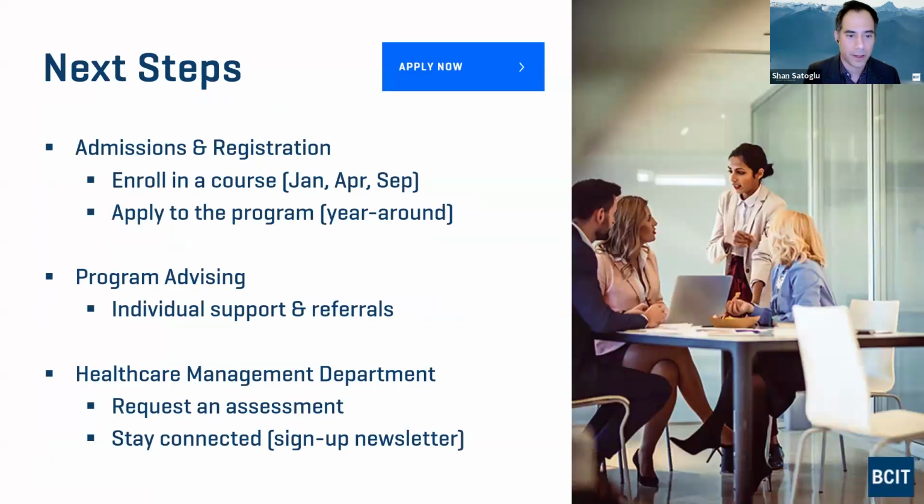Next steps. All right. To get more involved with the program, you can apply to the program. Admissions is done throughout the year. Courses begin in January, April, and September. Applications are done all year around. There's a program advising department who are very helpful to help people get their documentation organized and ready to get into a program like this.